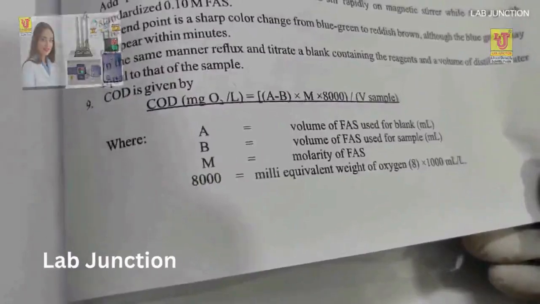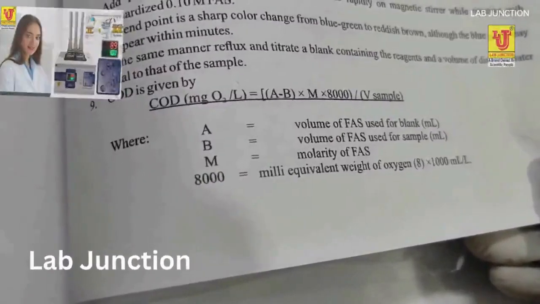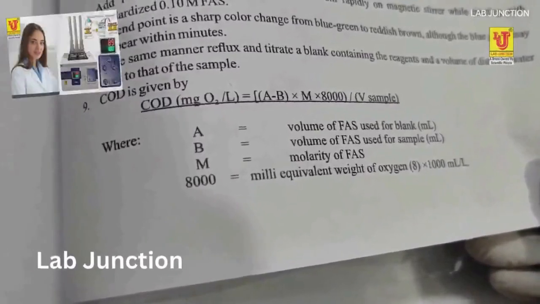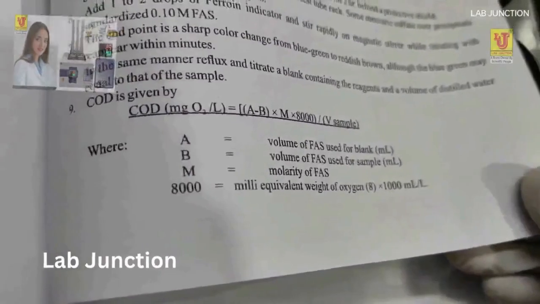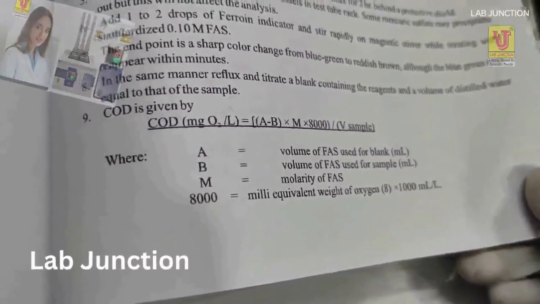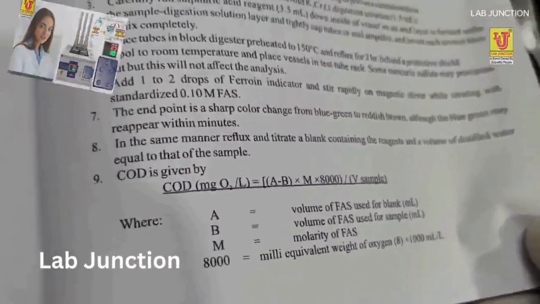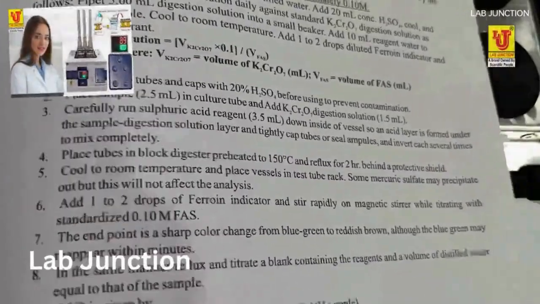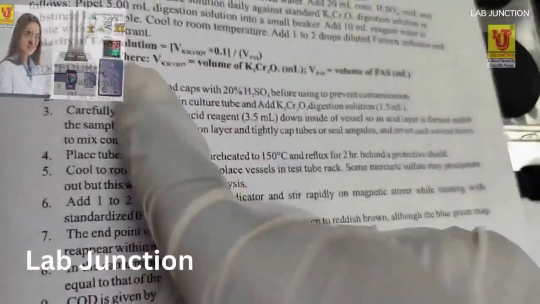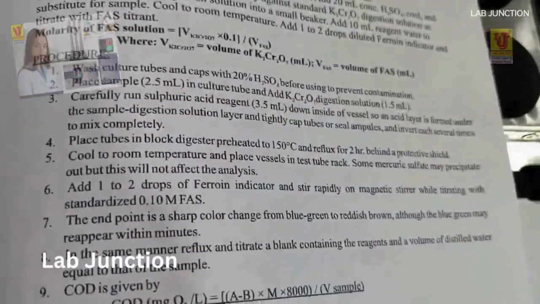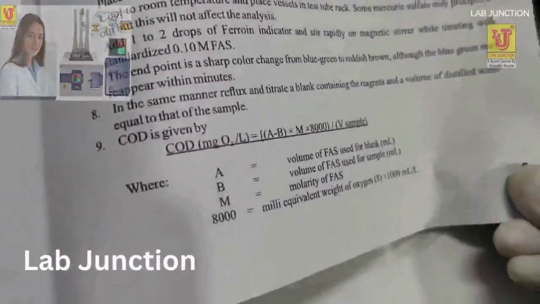B, volume of FAS used for sample. M is molarity of FAS. 8000 is milliequivalent weight of oxygen, 8 into 1000 milliliter per liter. Complete method is given in the instruction manual. This is the molarity of FAS solution. How you can calculate, complete description is given.